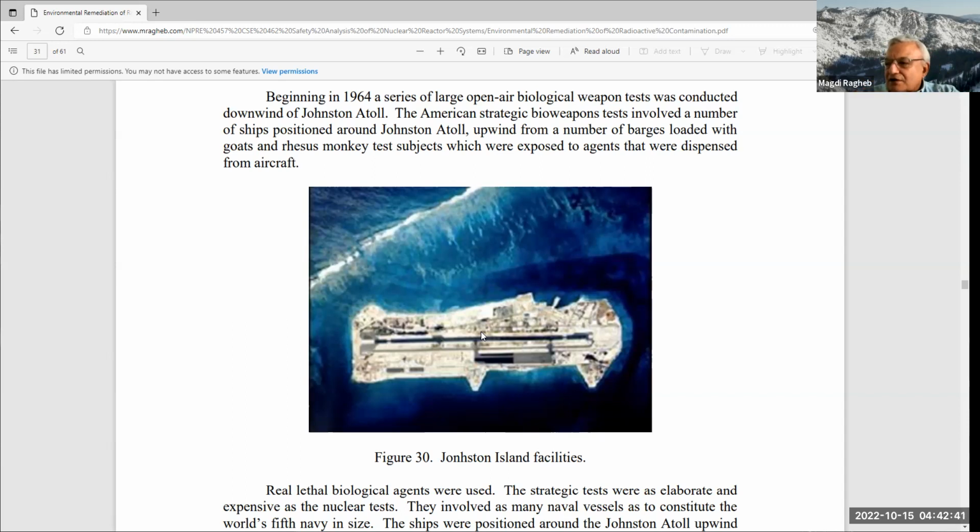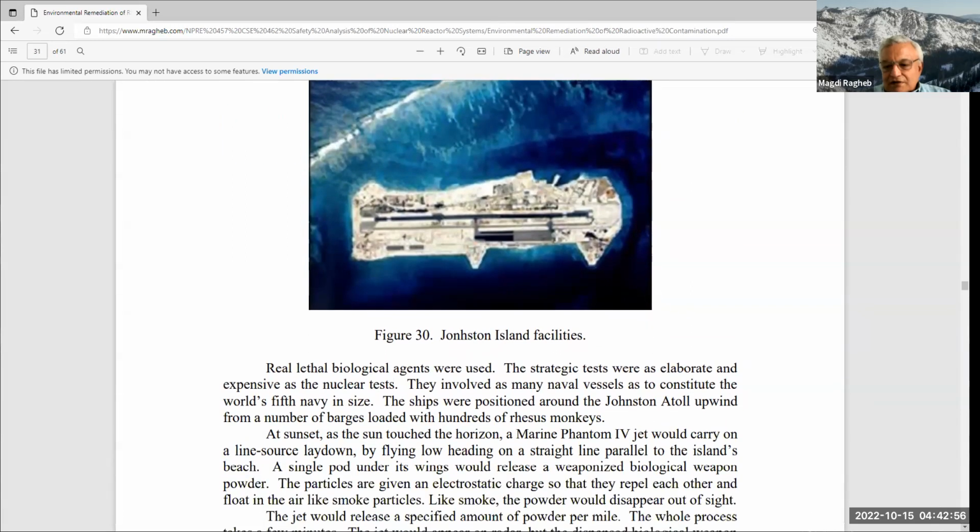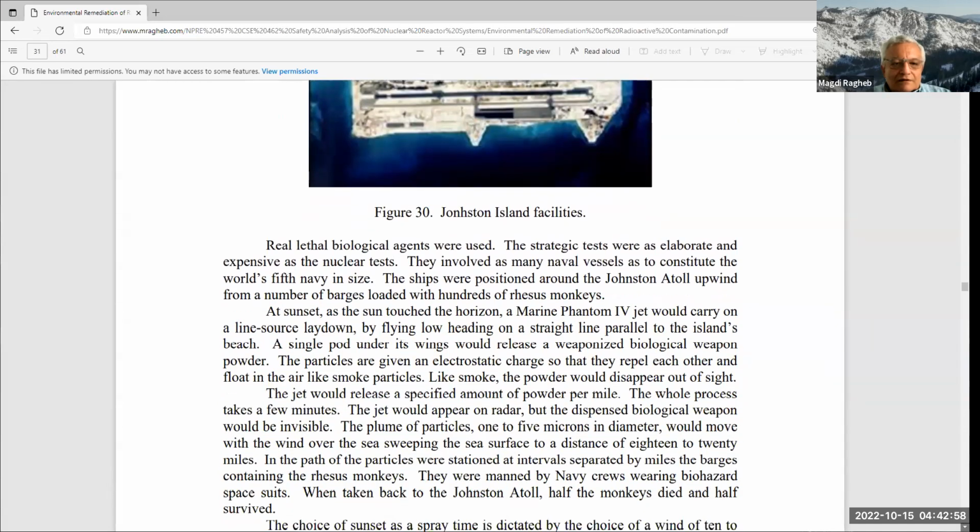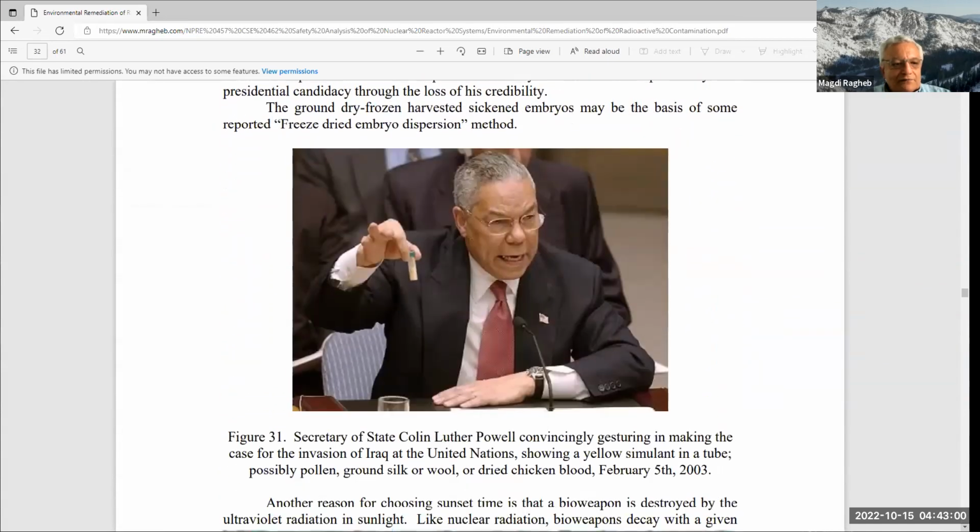They would get a plane, then they would spread the biological agent over a large area and make sure that it is not affected by the ultraviolet and solar radiation. And they also tested chemical weapons. It was very far away from people.